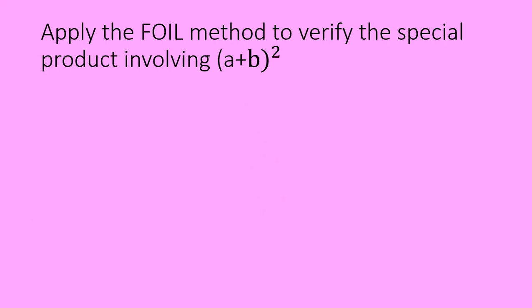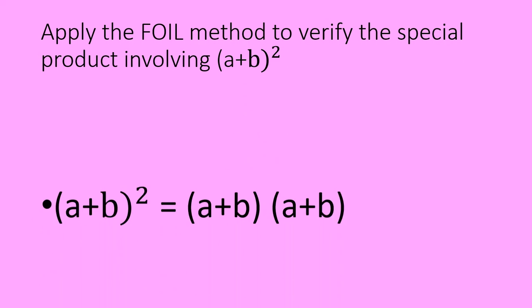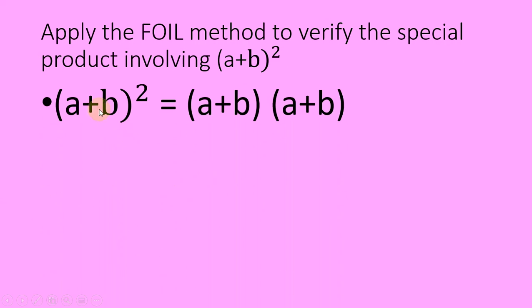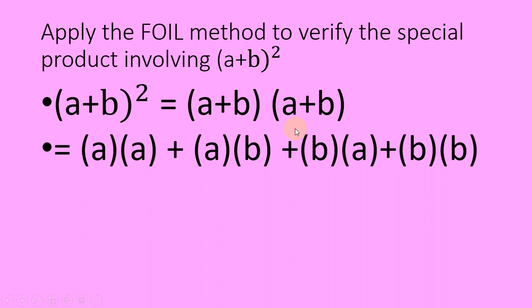Apply the FOIL method to verify the special product in (a plus b) squared. So we have (a plus b) squared. Since this is a square of a binomial, there are two factors, so (a plus b) times (a plus b). A times a. Next, a times b, we have ab. B times a, which is ba. B times b.